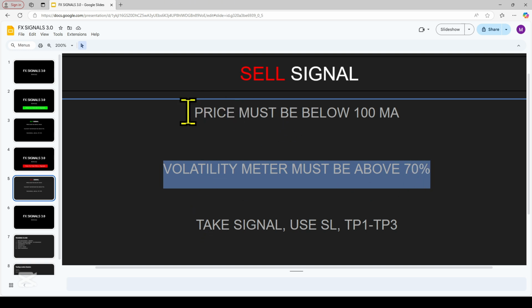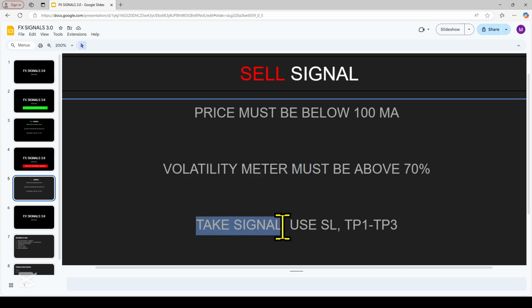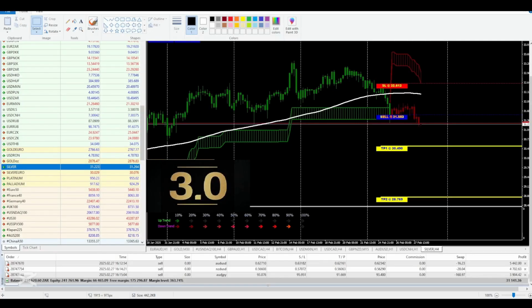And then once these two conditions have been identified, then we can use the trading levels, the trading signal, along with the recommended stop loss and the three different take profit levels that the system gives us. Okay, without wasting any time, let's jump in. Okay, guys, so now this is what we need to pay attention to.